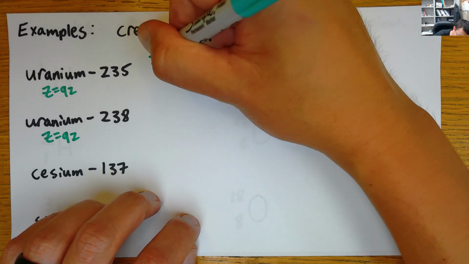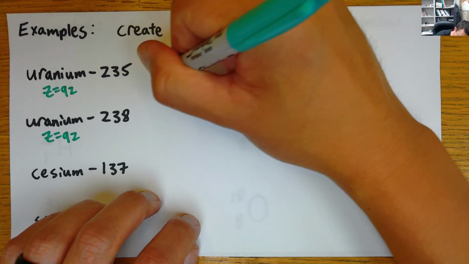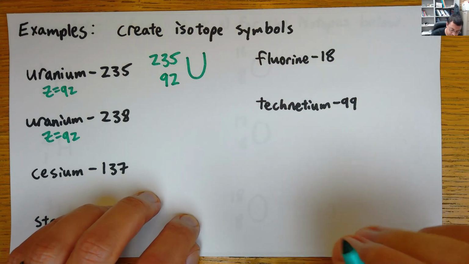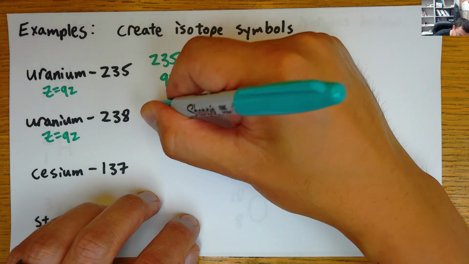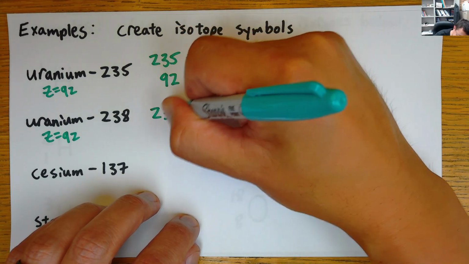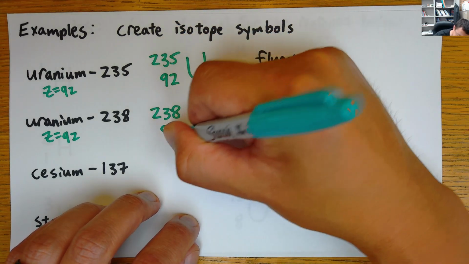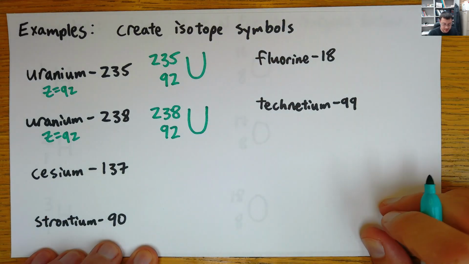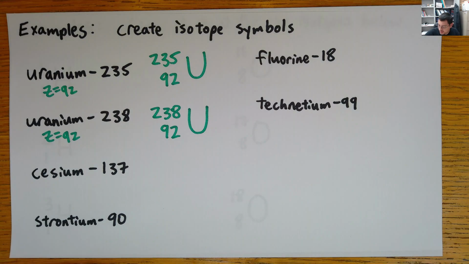So we'd go 235, 92, and then we'll put a U for uranium-238, similar answer. How about cesium-137?